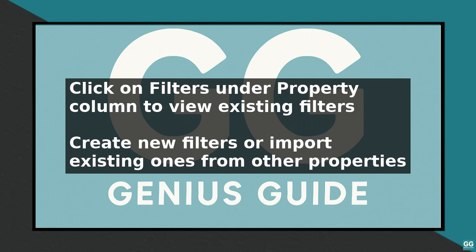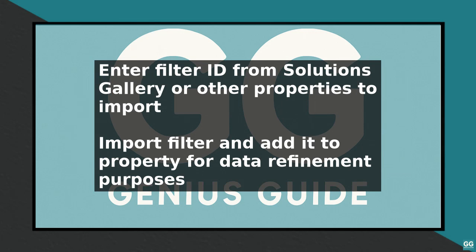To import a filter, click on the Import Filter button. You will be prompted to enter the filter ID of the filter you want to import. You can find filter IDs in the Google Analytics Solutions Gallery, or you can import filters from other Google Analytics properties. Enter the filter ID and click Import to import the filter. The filter will be added to your property and you can start using it to refine your data.